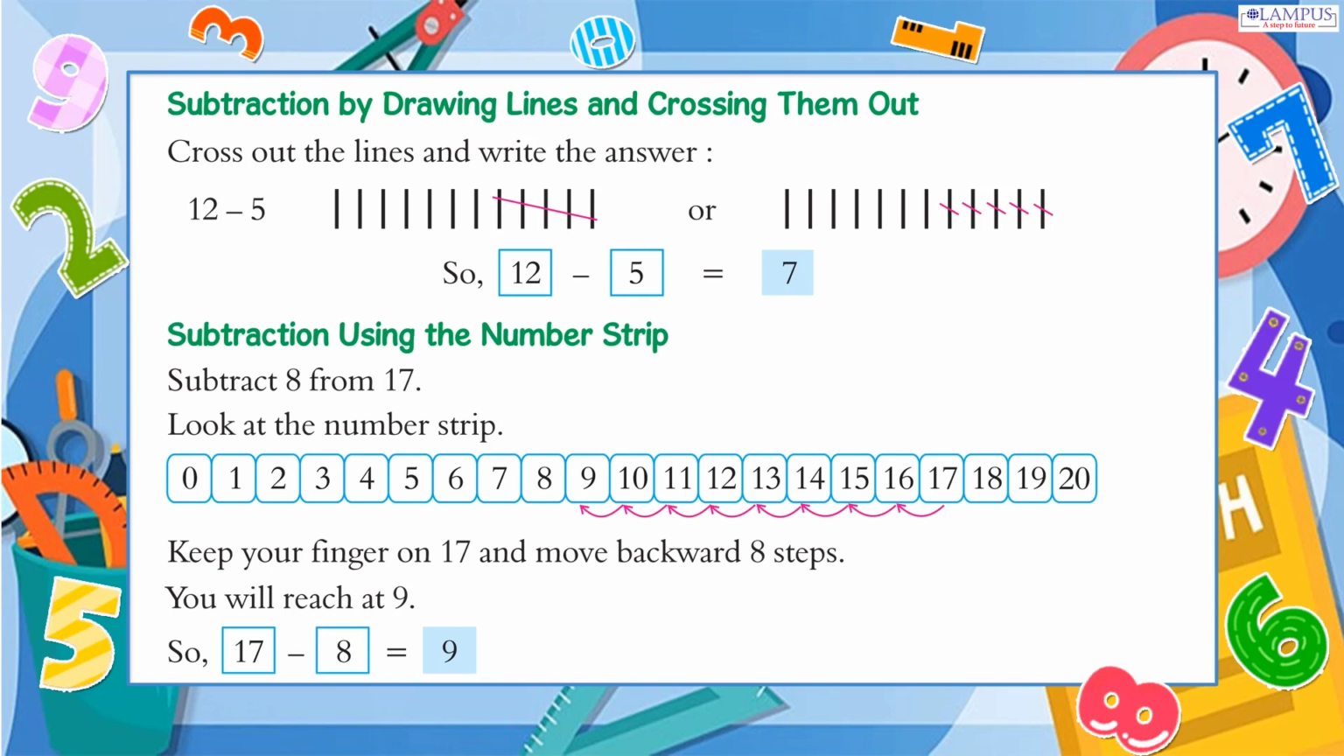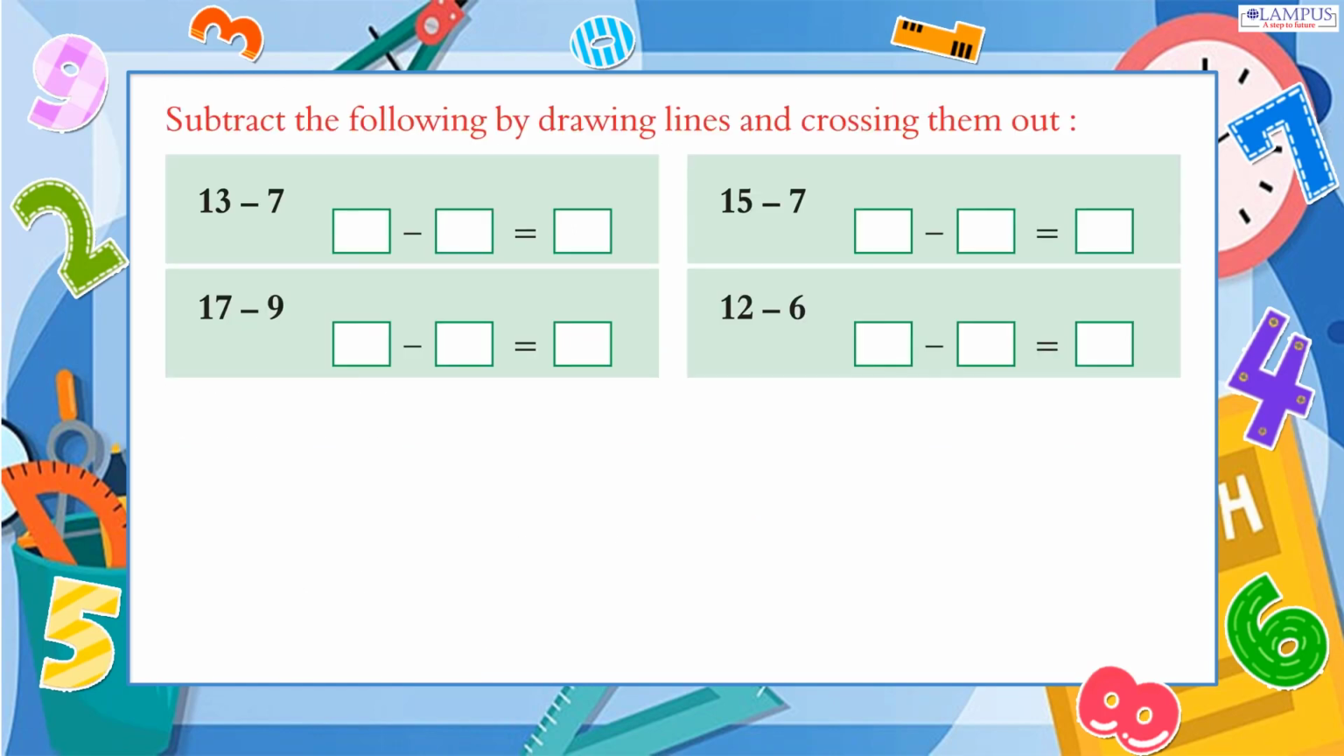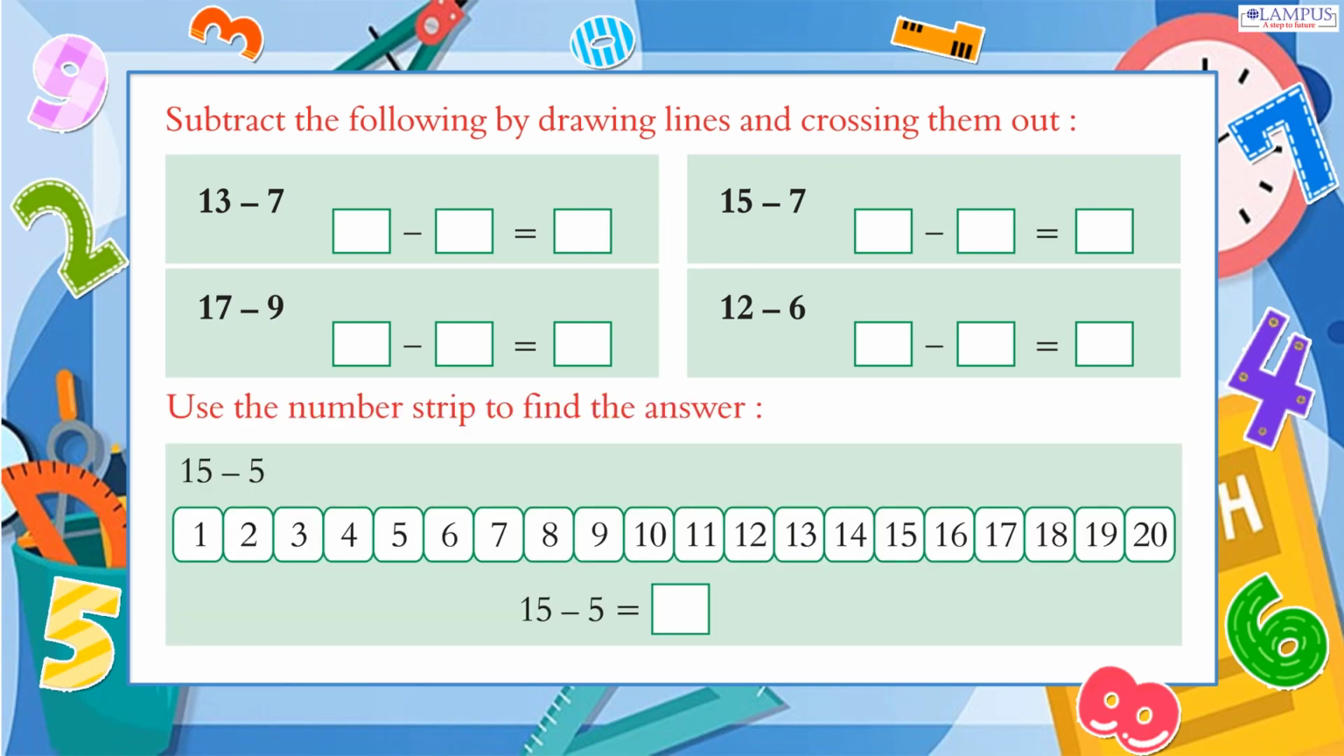Subtraction using the number strip. Subtract 8 from 17. Look at the number strip. Keep your finger on 17 and move backward 8 steps. You will reach 9. So, 17 minus 8 equals 9. Subtract the following by drawing lines and crossing them out. Use the number strip to find the answer.